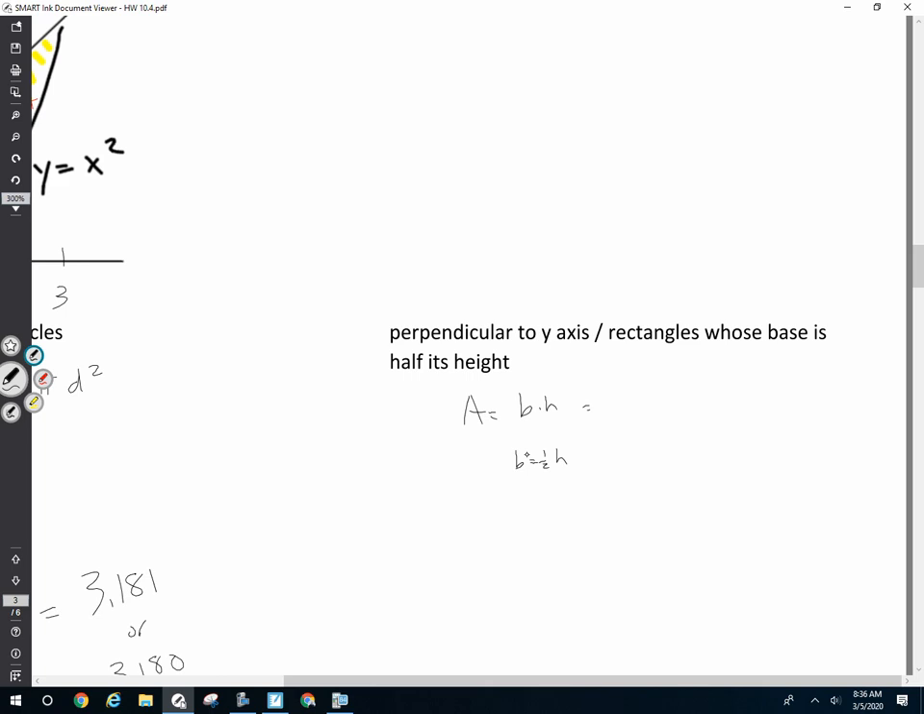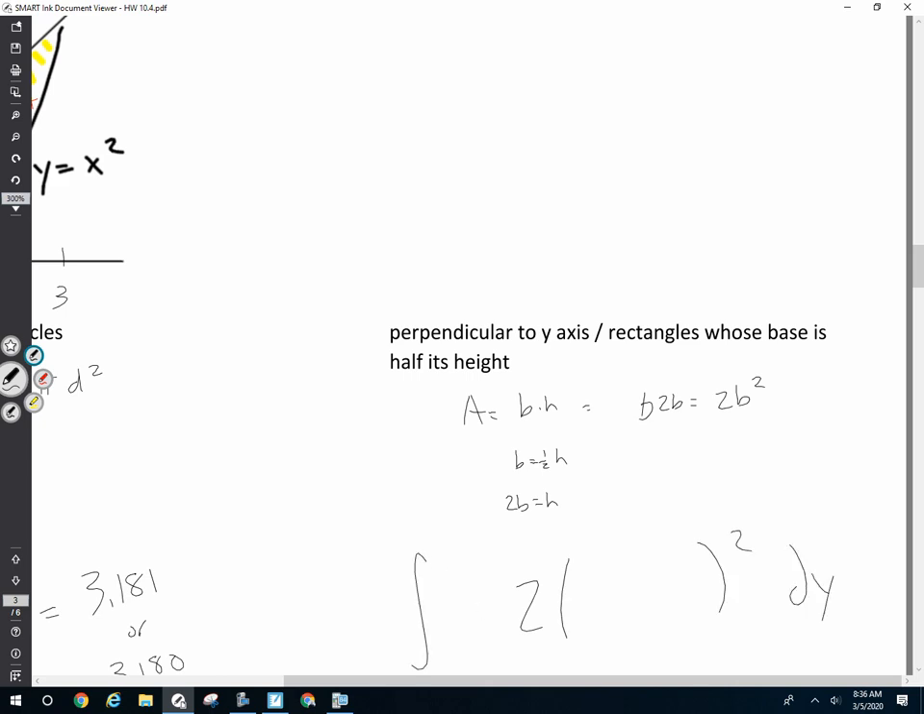This is tricky. If the base is half the height, and I plug this in for b, then I get 1/2 h squared, but I want something in terms of b, so I need 2b equals h, which means the area formula would be b times 2b. So the height is twice the base. It's just something to think about, making sure you understand we're talking about our base lengths being squared.